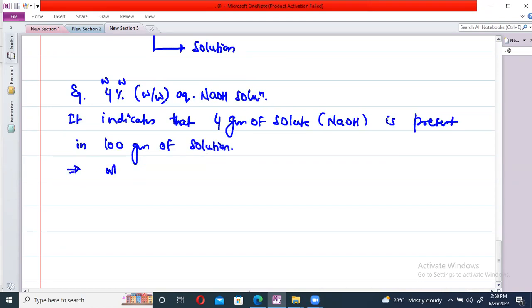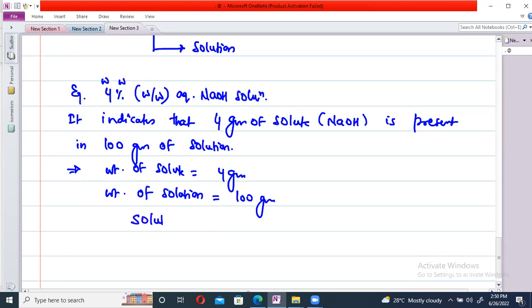If I ask you, beta, in this case what is the weight of the solute? Weight of the solute is 4 gram. What is the weight of solution? It is equal to 100 gram. Then what is the weight of the solvent now? Because solution weight is there and solute is there, we want the solvent now. How to get solvent, beta?